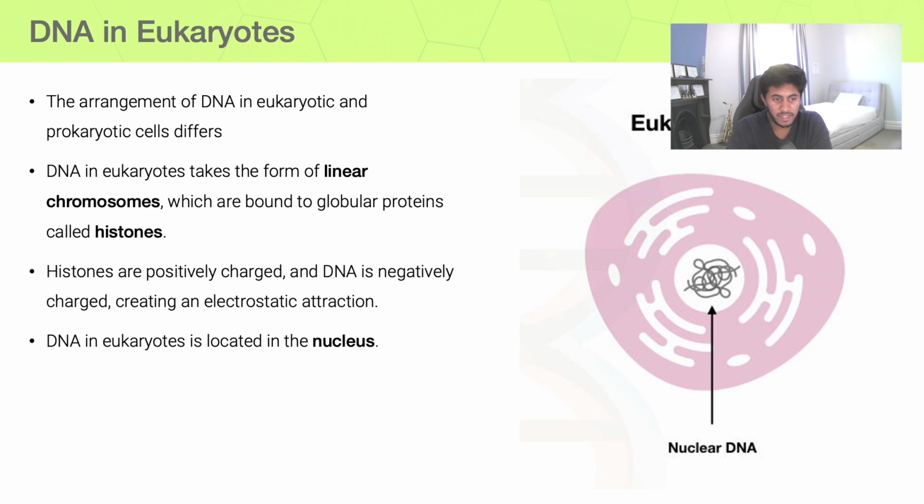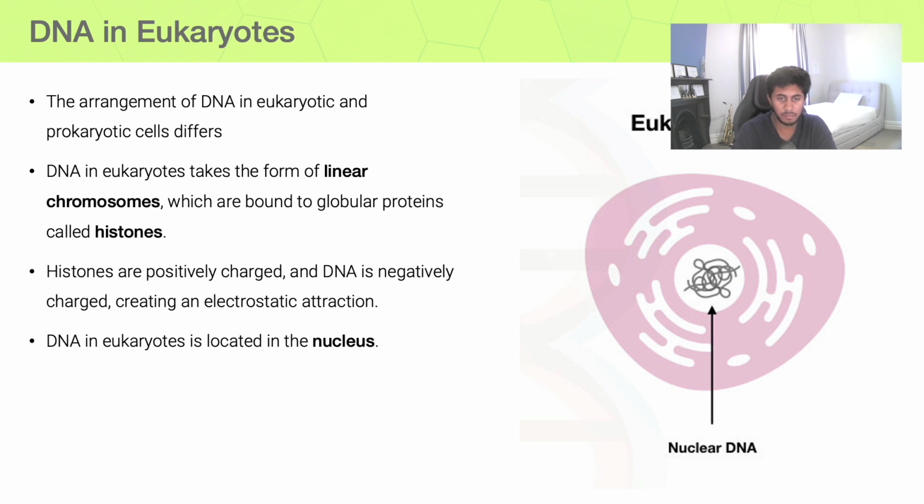So the arrangement of DNA kind of depends on what type of cell it's in. And there are two main cell types that we talk about in stage 2 bio, which is eukaryotes and prokaryotes. So DNA in eukaryotes takes the form of linear chromosomes, which are bound to these globular proteins called histones. Now, we don't really cover the types of proteins in terms of globular and fibrous and things like that, but you basically need to know globular proteins are just round. They're kind of spherical in shape.